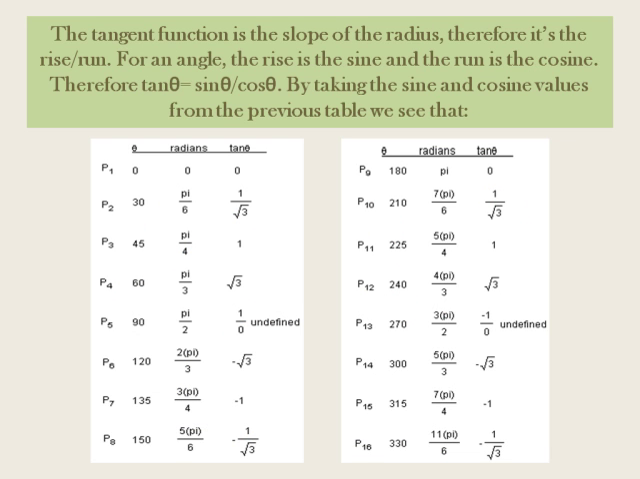The tangent function is the slope of the radius, therefore it's the rise over run. For an angle, the rise is the sine and the run is the cosine. Therefore, tangent of theta equals sine theta divided by cosine theta. By taking the sine and cosine values from the previous table, we get these values for tangent.